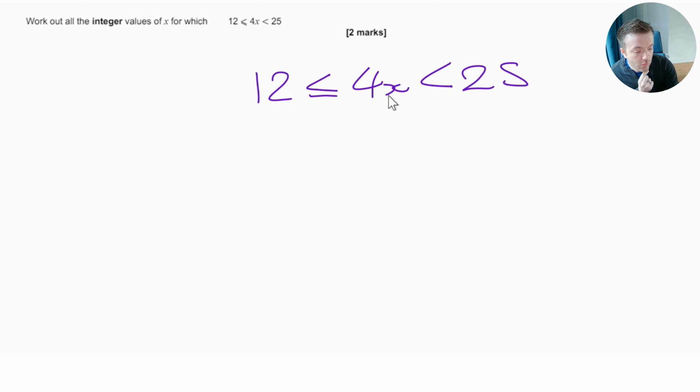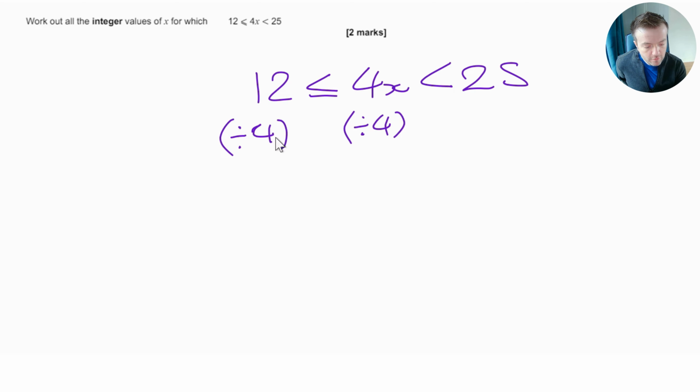Right, so we've got 12, and it's going to be 4x, and it's going to be 25. Right, okay, so we basically need to get x on its own, which is obviously a theme within algebra in general. What's different about this one is that we've got to divide through by 4, which you may recognize because we're effectively timing the x by 4. We have to do the opposite, but we have to do it to both sides of this. So we've got to divide that by 4 and that by 4.